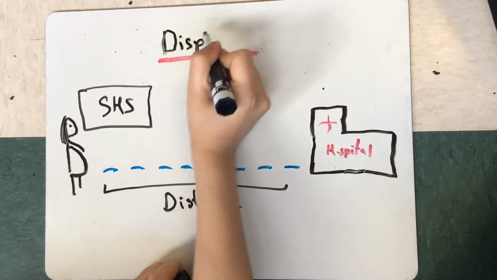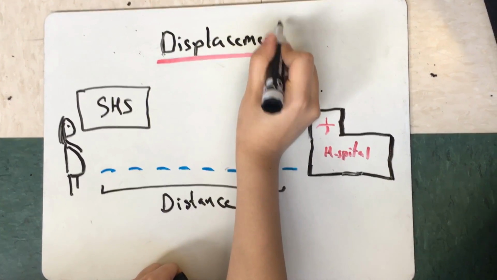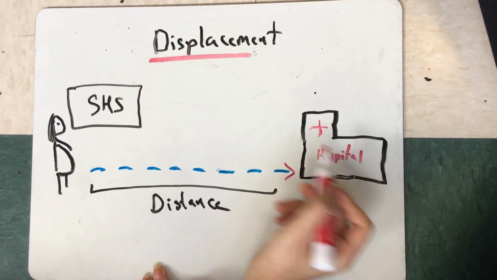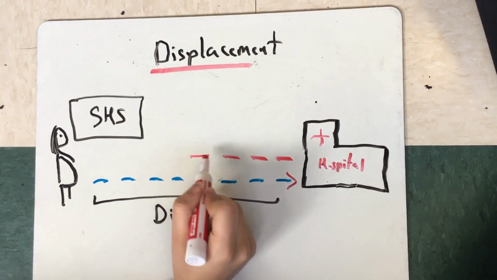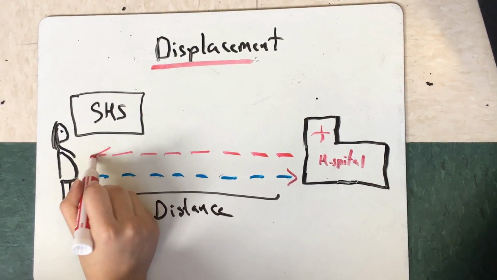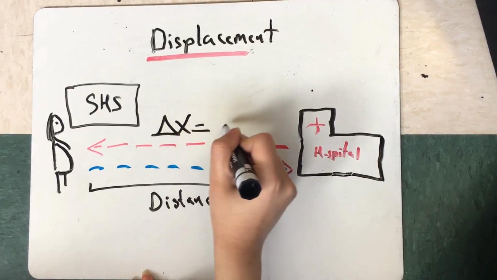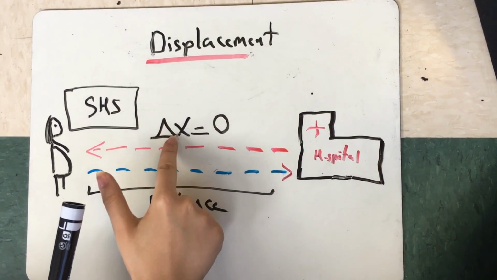Alright guys, for displacement, since Miss Glover only went in one direction, which was positive, her displacement is going to be the same as her distance. But if she decides to go back to Stratford, her displacement would be 0 because she went in the opposite direction.